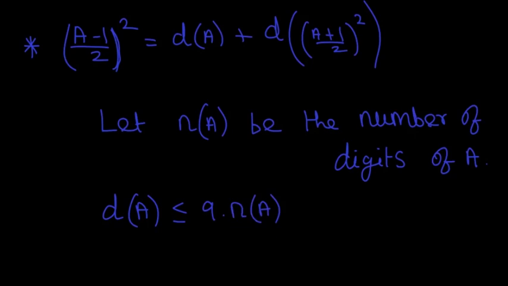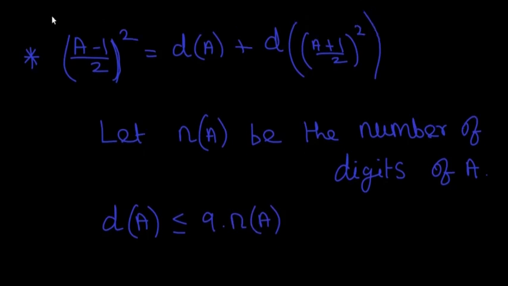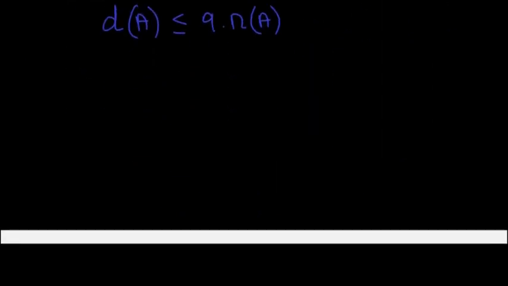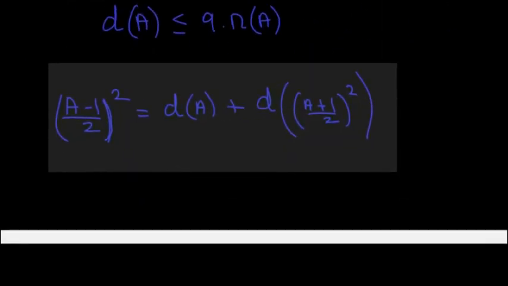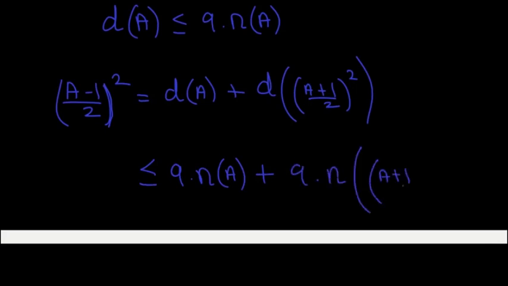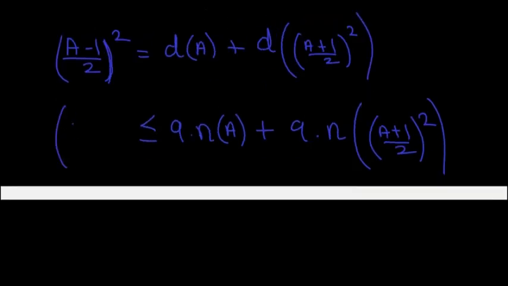Okay, so this equation becomes an inequality. Let me copy this here. So this is the equation that we have, and here let me copy this. This becomes the inequality like this: 9 into n of a plus 9 into n of (a plus 1 by 2) whole square. Therefore, (a minus 1 by 2) whole square is less than or equal to 9 into n of a plus 9 into n of (a plus 1 by 2) whole square.